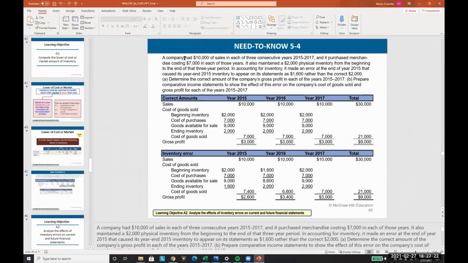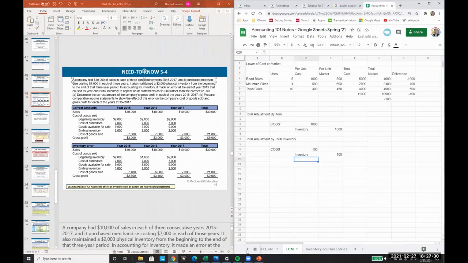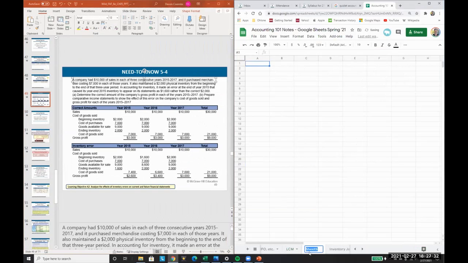And so here's kind of the big final example, and we'll walk through this together. Let me do a cost of comparative statement for inventory, so we can see how an error would impact us for a year. So they're saying 2015, 2016, 2017.